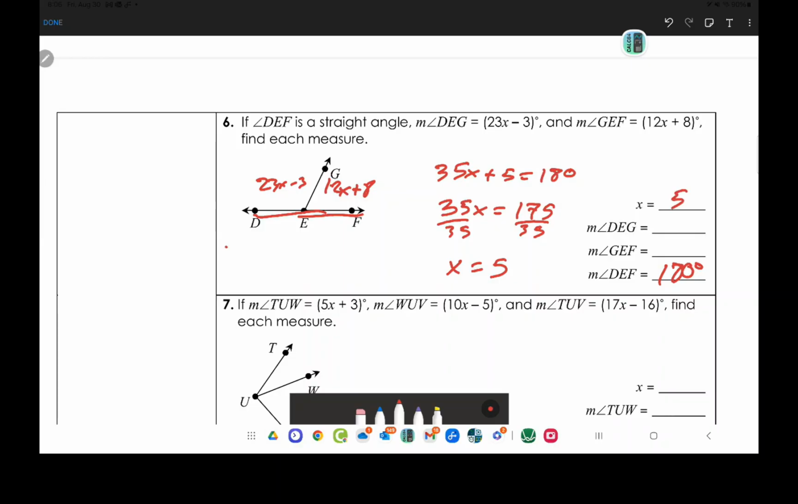So 23 times 5 minus 3 is 115 minus 3, so 112. And I can just say what's left out of 180 is 68. Plugged in, 12 times 5 plus 8 is 60 plus 8, so yeah, 68.